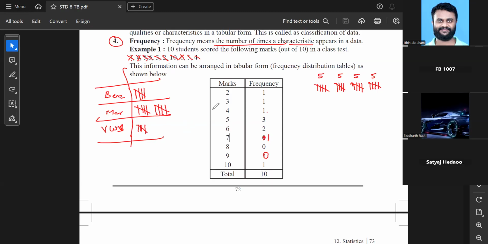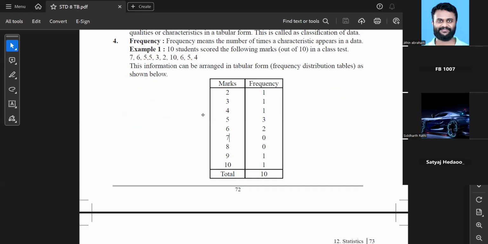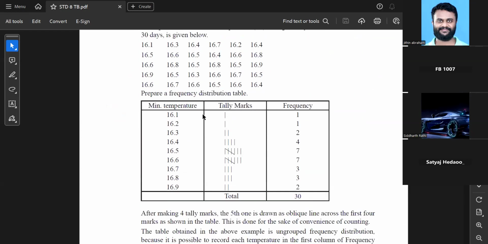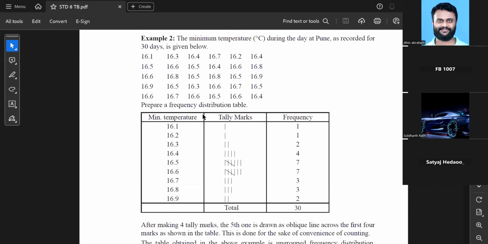Yes, I explained to you what a frequency is, and how to record the frequency of any particular data. Now here is another example, in which the method which I've already taught you is shown. The minimum temperature in degrees Celsius during the day at Pune is recorded for 30 days, which is given below. It was recorded for 30 days. Sometimes it is 16.1, sometimes 16.2, 16.3, 4, 7, and so on. The temperatures they have written here range from 16.1 to 16.9.